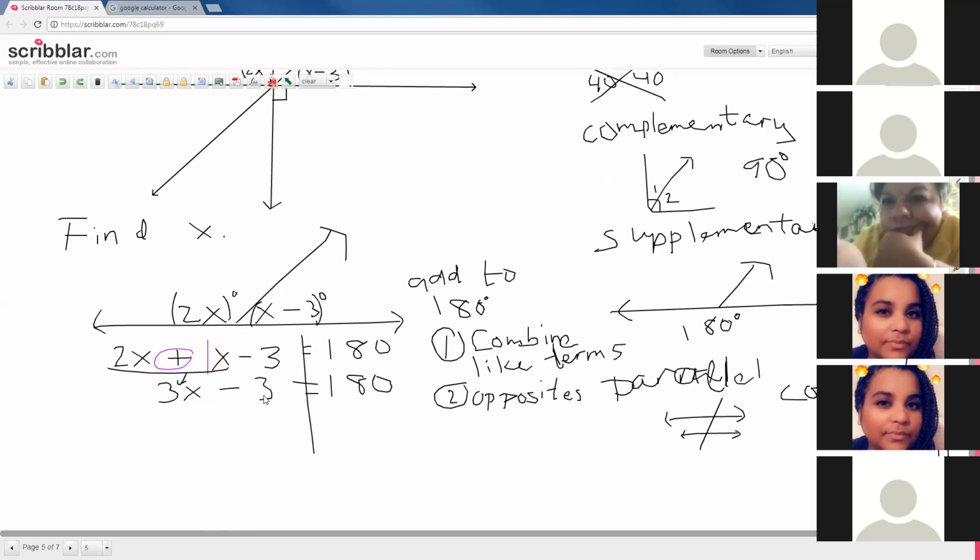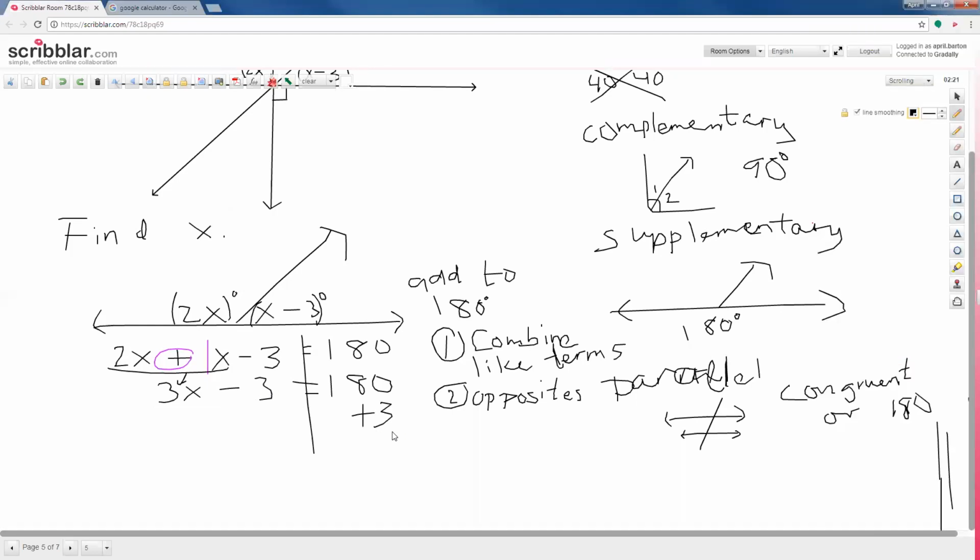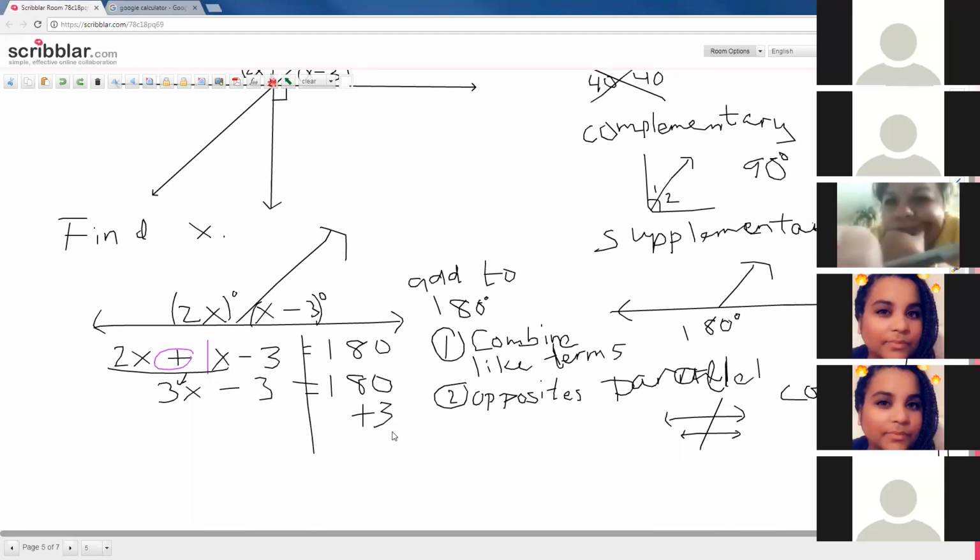3x plus 3. Okay, plus 3. But we're only focusing on the minus 3 itself, so we're not even thinking about the plus or the 3x right now. What we're doing is we're saying we're going to plus 3 on the opposite side. When we do that opposite and add it, it gets rid of just the minus 3. So we do that addition, and 180 plus 3 is 183. And we bring the 3x down.